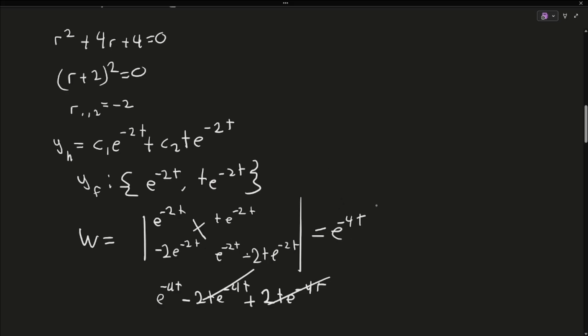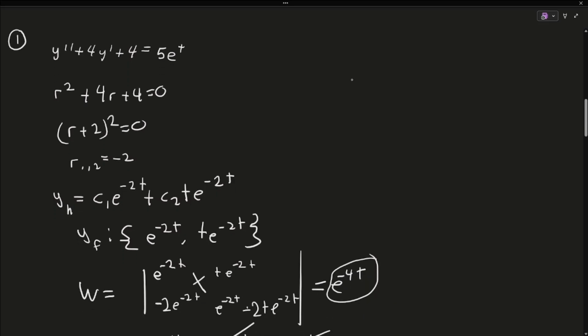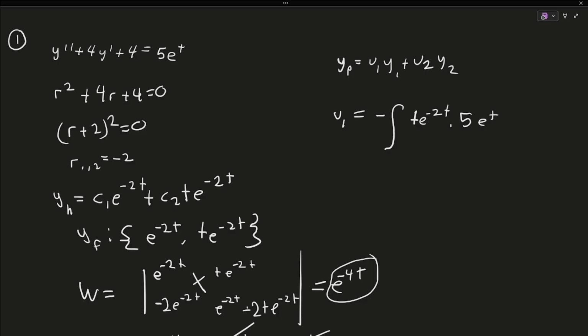Okay, now that we have our Wronskian, we can go ahead and use variation of parameters to solve this differential equation. So our particular solution will be u1 y1 plus u2 y2. So let's start by finding u1. u1 is the negative integral of y2, which is t e to the minus 2t, multiplied with the non-homogeneous part of the differential equation, 5e to the t, divided by the Wronskian, e to the minus 4t, dt.